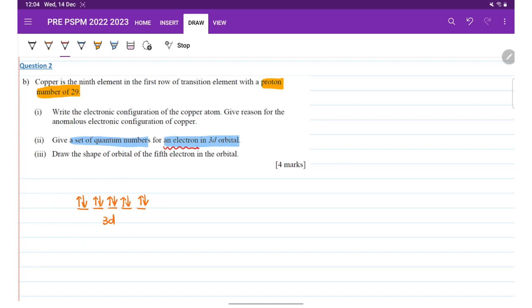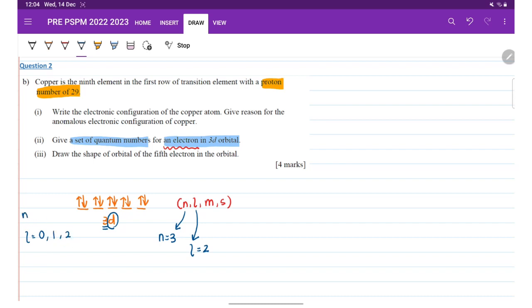Now for the set of quantum numbers, we will write it in the form of N, L, M and S. So here, what we determine first is the N. Since it is at N equals to 3, N is equal to 3. Your L, since it is in the D orbital, L equals to 2. If you remember, we have L as 0, 1, 2.